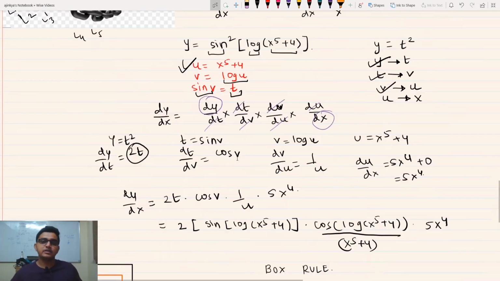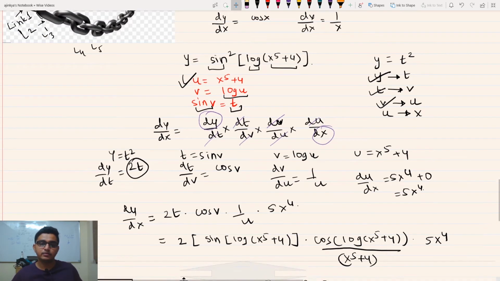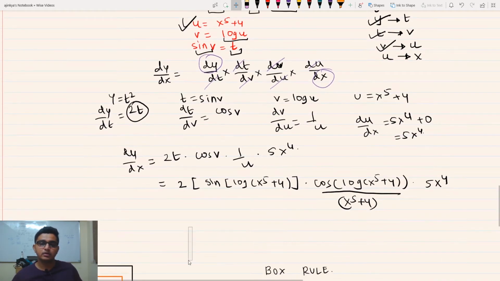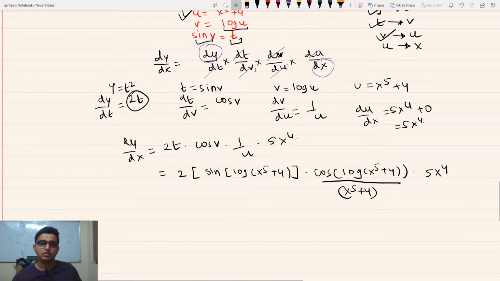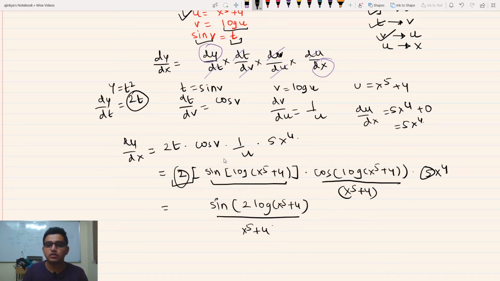So we can simplify this further. I'll just add some space over here. We can say that this 2 and this sine of theta times cos of theta is sine of 2 theta, which is sine of 2 times log of x raised to 5 plus 4, and then everything divided by x raised to 5 plus 4 times 5x raised to 4. So this is your answer.